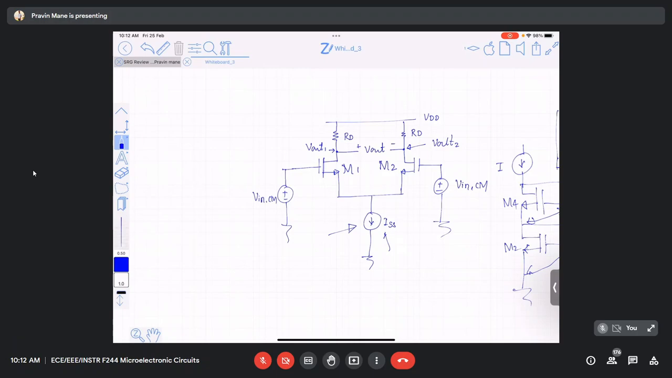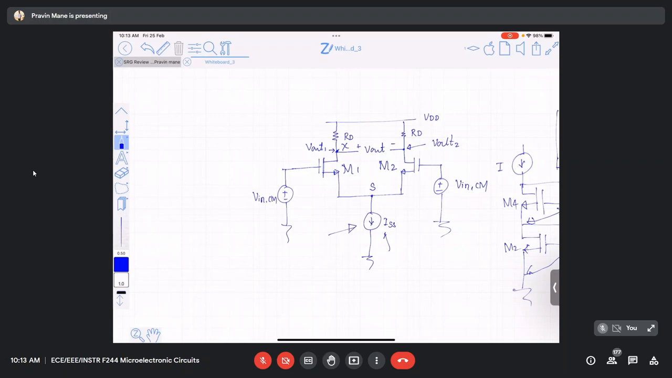Right? Can you tell me what should be the maximum value of V in CM? For this to happen, what should happen? Transistor M1 should be in saturation. I am talking about one side. Same will be applicable on the other side also. For M1 to be in saturation, suppose this point is, I will call it X, and this point is S.